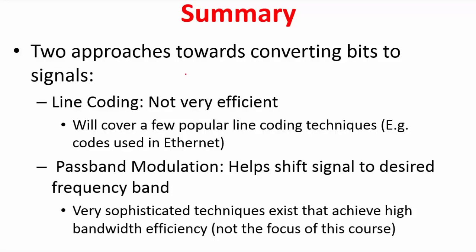So to summarize, there are two approaches towards converting bits into signals. Line codes basically convert bits into high or low voltage levels. Unfortunately, these are not very efficient. But in wires, efficiency is not a very big concern. We will cover a few popular line coding techniques as used in Ethernet. Passband modulation helps shift signals to a desired frequency band. This is inevitable when you are operating in the wireless spectrum. There are some very sophisticated techniques that can achieve very high bandwidth efficiency.